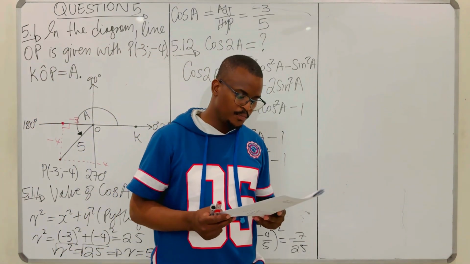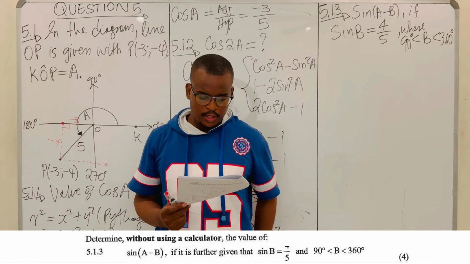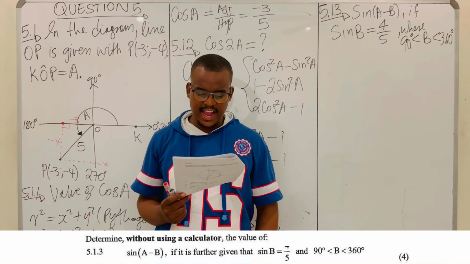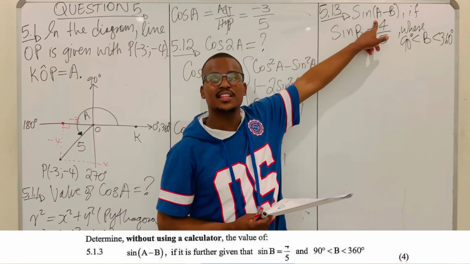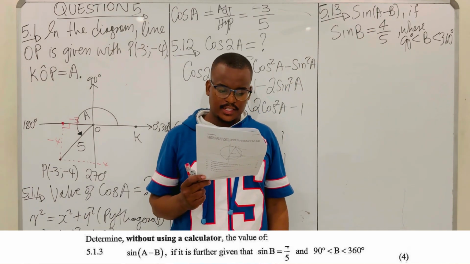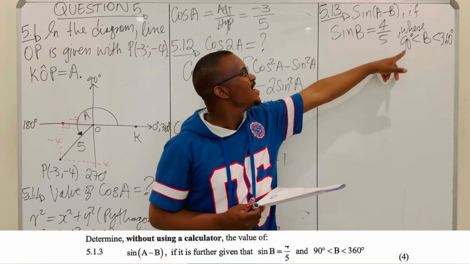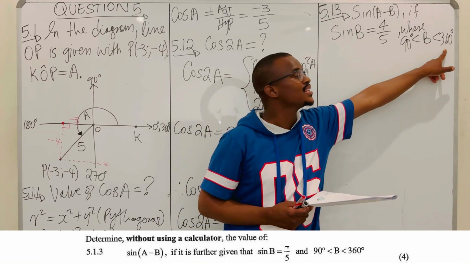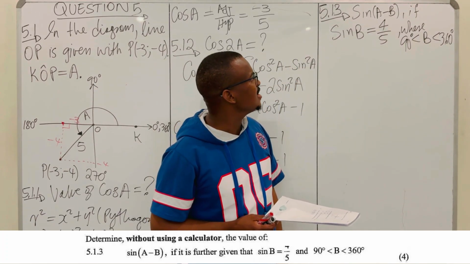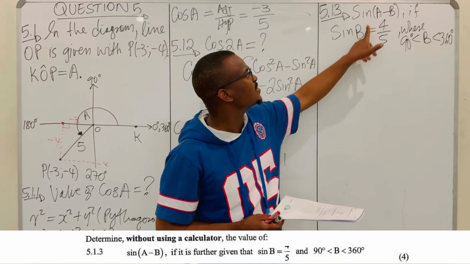Now we move to 5.1.3. Okay, so I'm done writing 5.1.3. So what are they saying? They are saying determine, without using the calculator, the value of sine A minus B. So they want you to find the value of sine A minus B, right? If what? If it is given that sine B is equal to 4 over 5 and your B is more than 90 but less than 360. No problem.